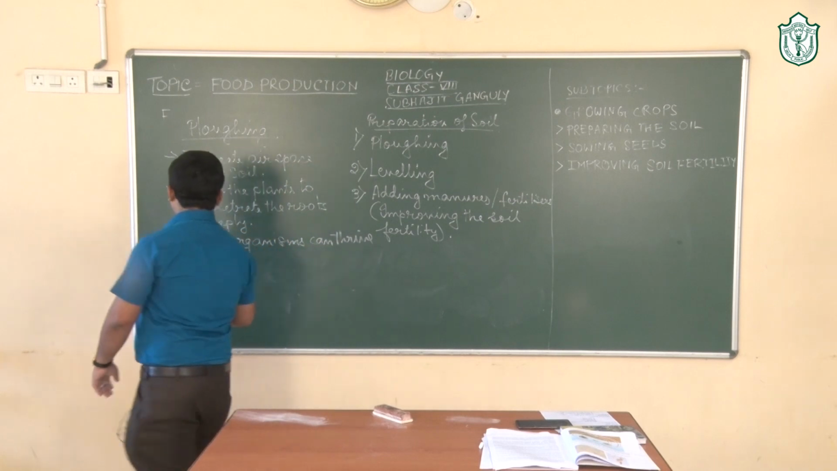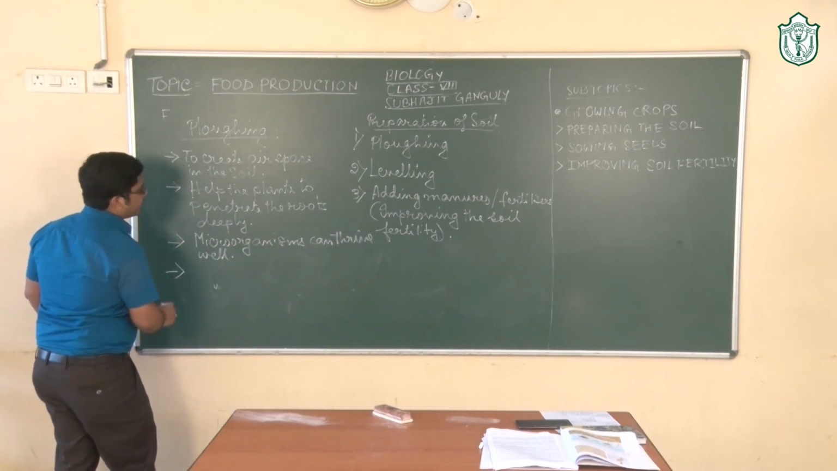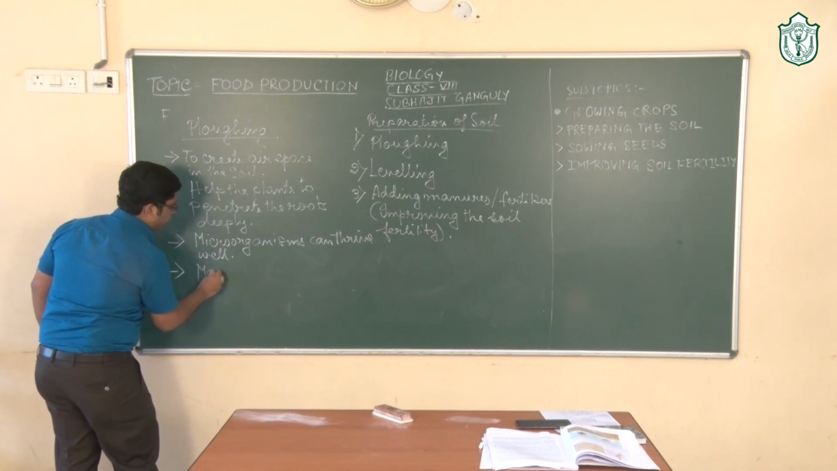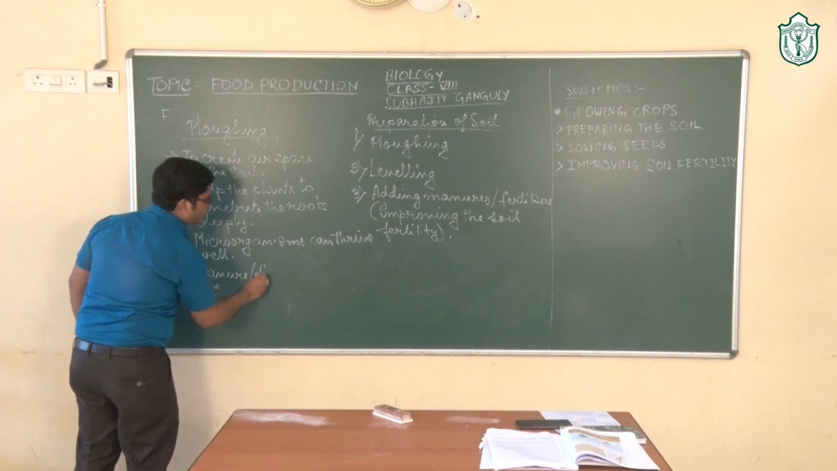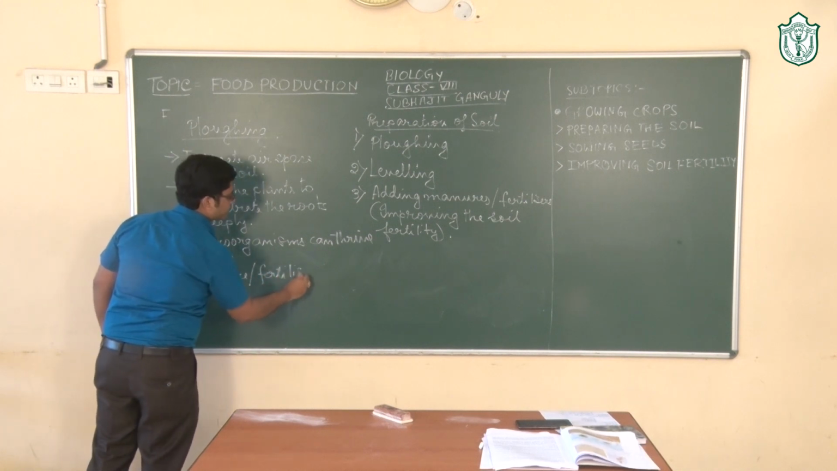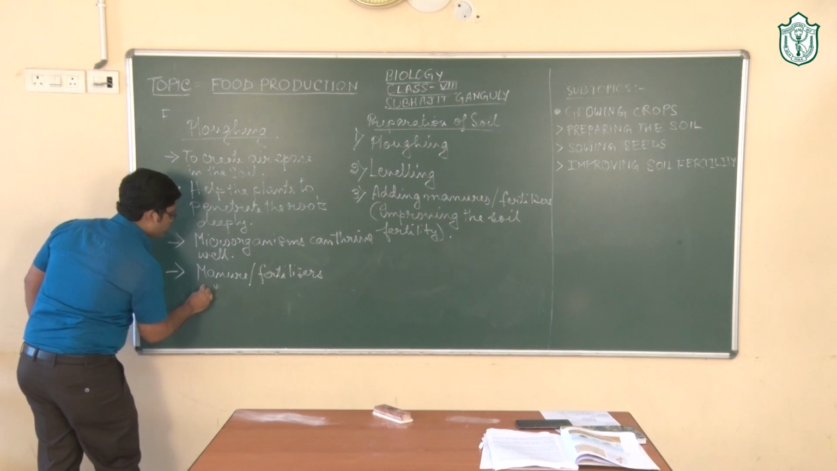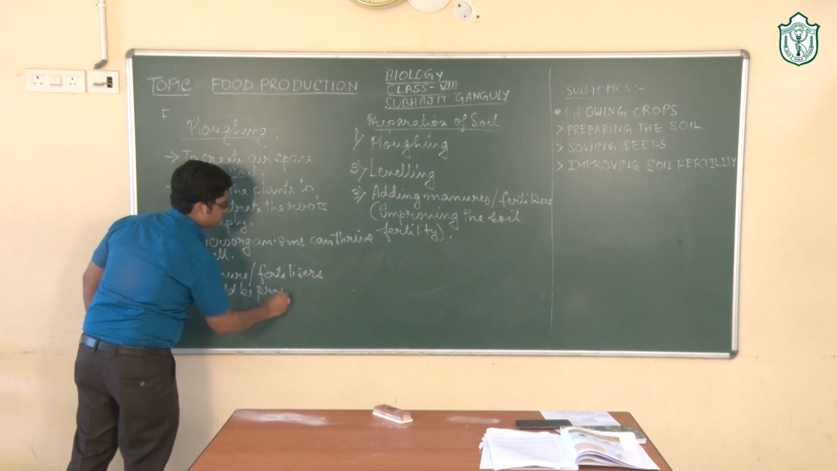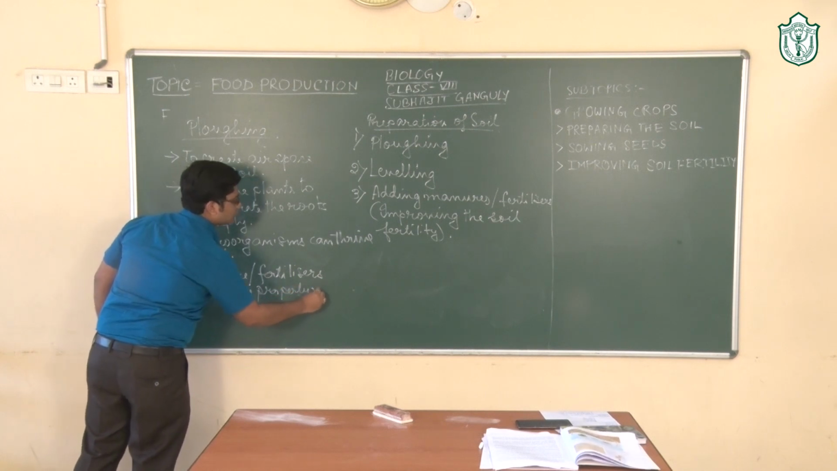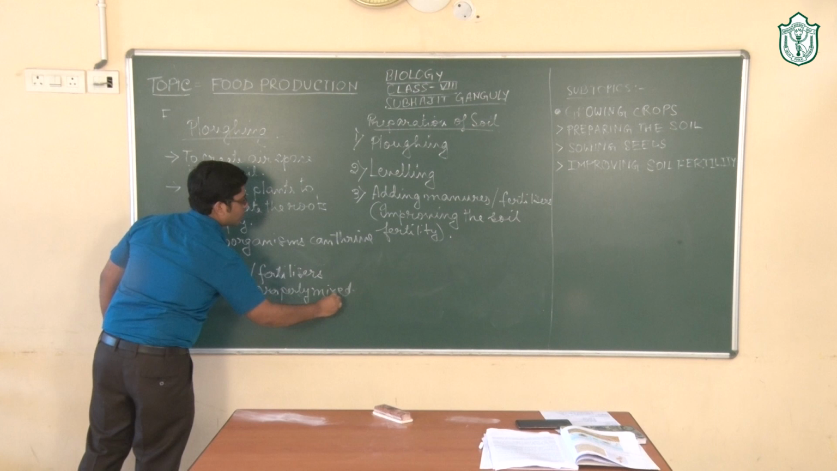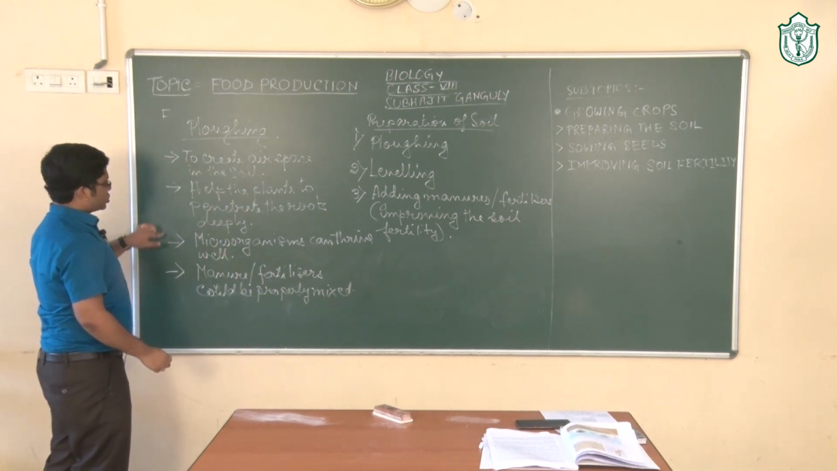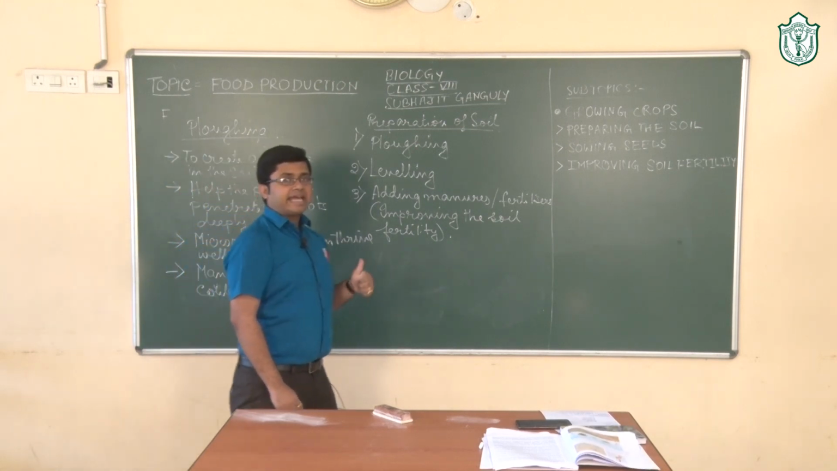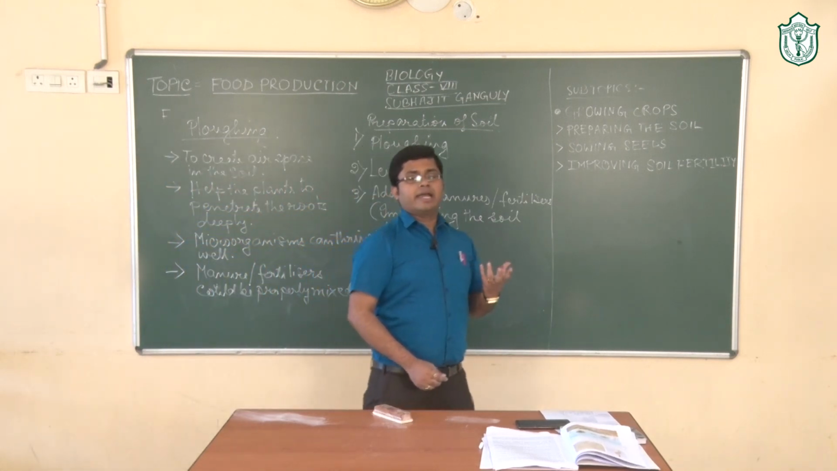And the fourth advantage of plowing is to ensure that the manure or the fertilizers could be properly mixed. So 1, 2, 3, 4. These are the 4 advantages of plowing, which is the basic and the first step towards the agriculture.